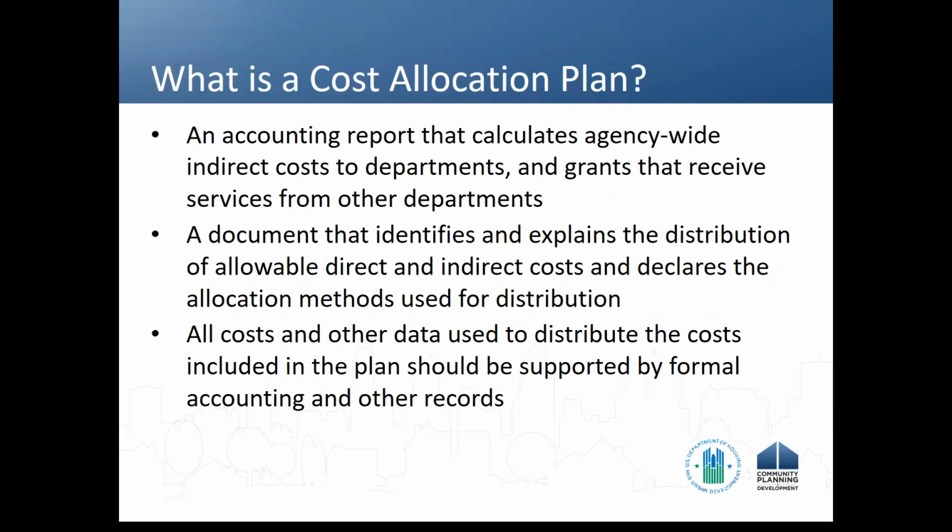So what is a cost allocation plan? A cost allocation plan is an accounting report that calculates agency-wide indirect costs to departments and grants that receive services from other departments. It is also a document that identifies and explains the distribution of allowable direct and indirect costs and declares the allocation methods used for distribution. All costs and other data used to distribute the costs included in the plan should be supported by formal accounting and other records.